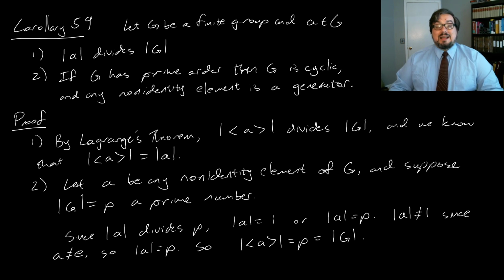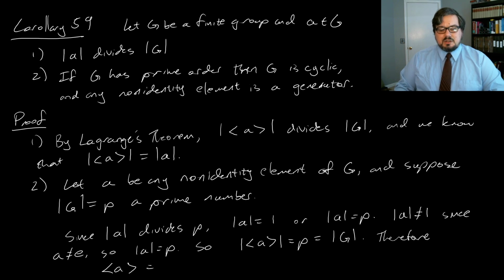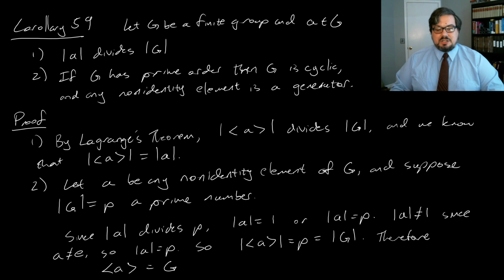Now, we know that the subgroup generated by A is a subset of G. And we know that if we have two sets, one's a subset of the other, but they have the same cardinality, then they must in fact be equal. The subset must in fact be equal to the whole set. So therefore, the subgroup generated by A equals G. Which proves simultaneously that G is cyclic because there's a generator for it, and it proves that any non-identity element of the group will generate G because that's what we chose. That's what we let A be. So that's a very powerful result that we will exploit later.